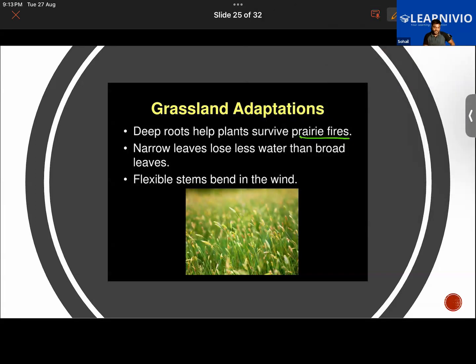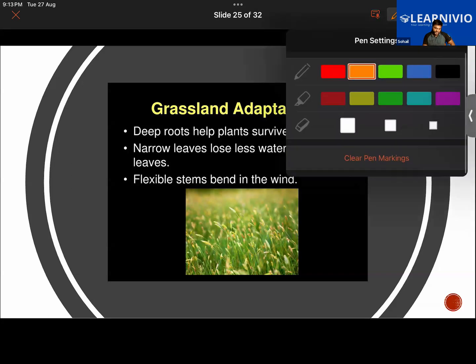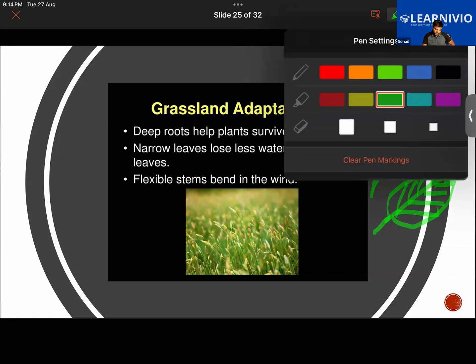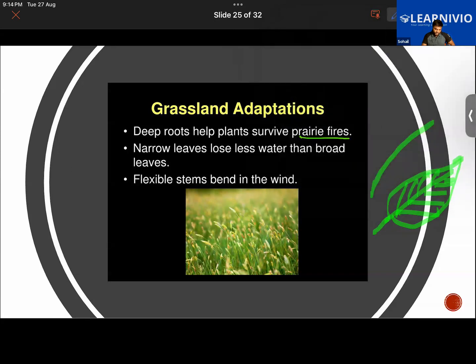Another thing is that the leaves are very narrow. You guys answer this for me. If I'm having two kinds of leaves, one that looks like this, another leaf that looks like this, obviously the second one has a large surface area. Which one will be losing more water via evaporation?